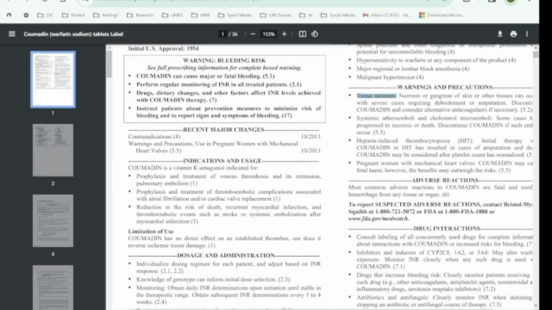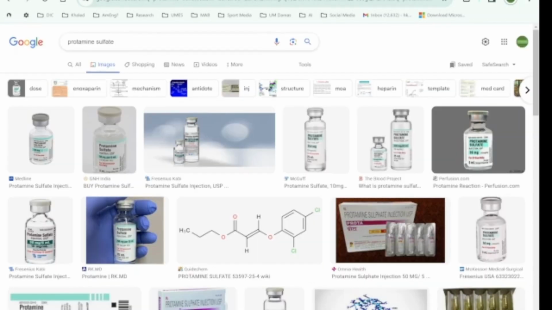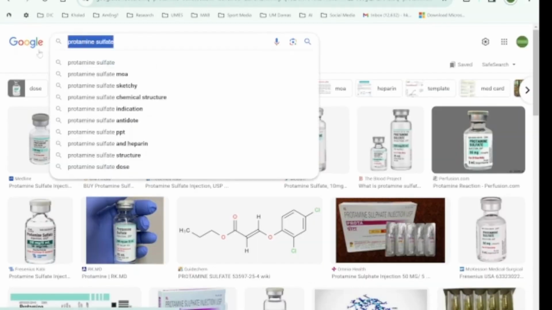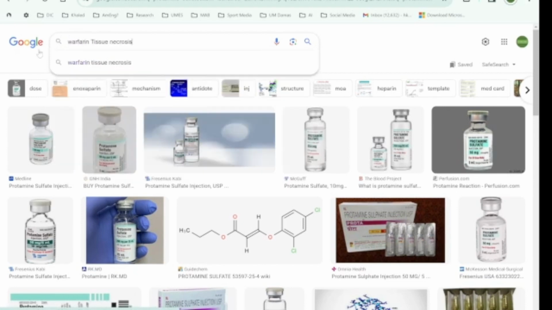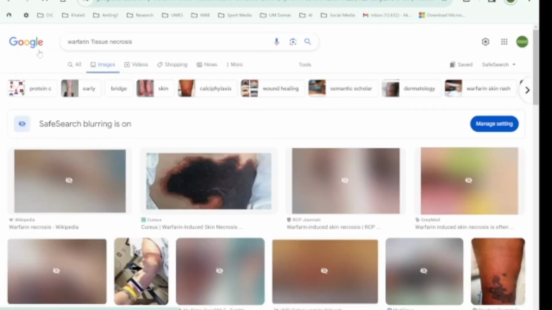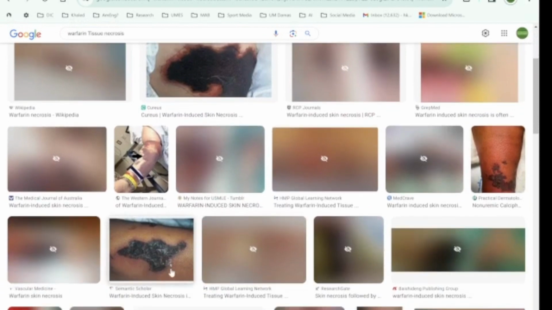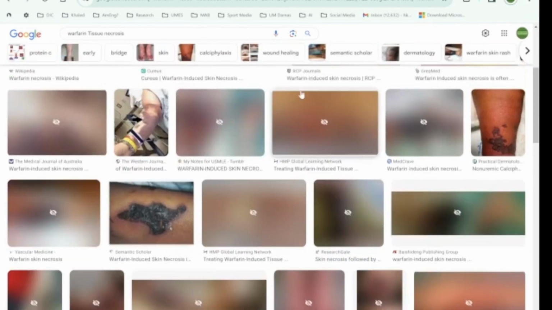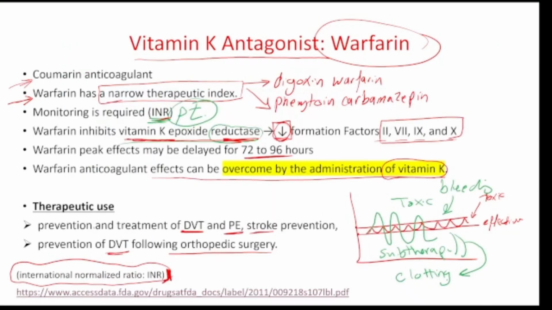We are going to have an image of the tissue necrosis. So this is the tissue necrosis from warfarin when you prescribe it to the patient. You can see the tissue necrosis here, dead tissue. I'll go back to the slide.